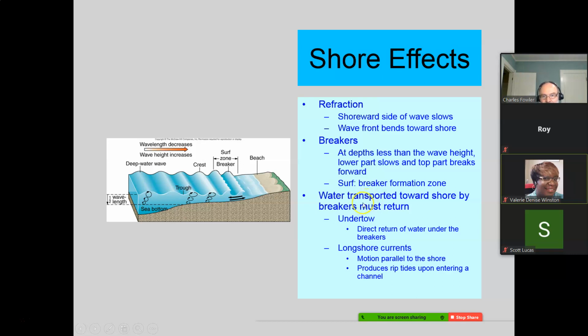Now, the water is transported toward the shore. The water that is transported toward the shore by the breakers must return, and that's what creates the undertow.